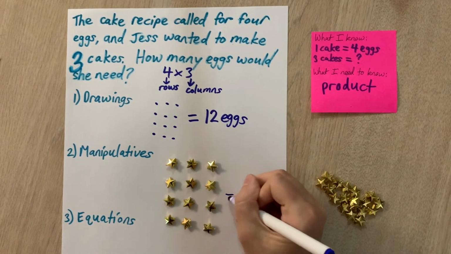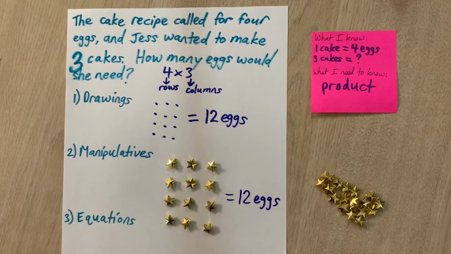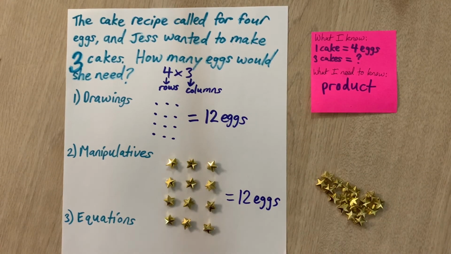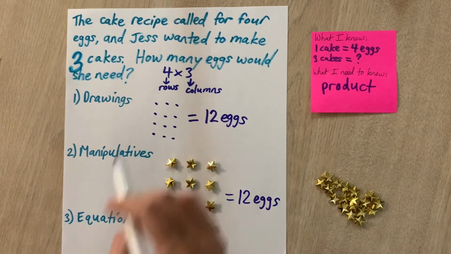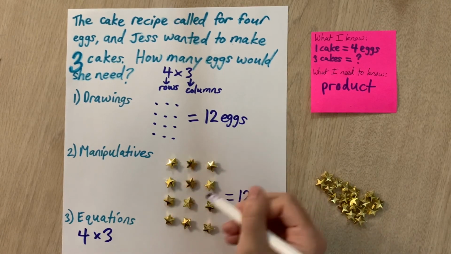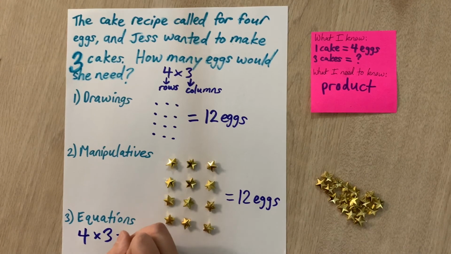So again, we've got 12 eggs. So whether you use the drawings method or the manipulatives method, it'll have the same answer of 12 eggs for those 3 cakes. Let's try our equation strategy. So we know we have 4 times 3. So 4 times 3, in other words, 4 rows of 3 columns. 4 times 3, and if you know your multiplication facts, then you know that 4 times 3 equals 12.